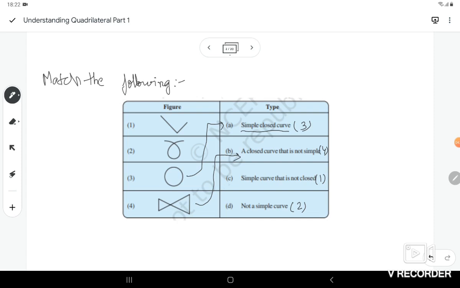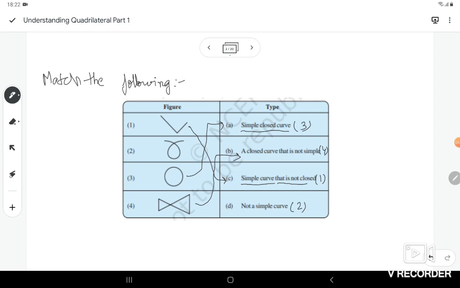Moving on to the next point, simple curve that is not closed. Now we have to find a simple curve that is not closed. So the first figure is a simple curve but it is not closed. It's a simple curve because there is no retracing or cutting of the lines.